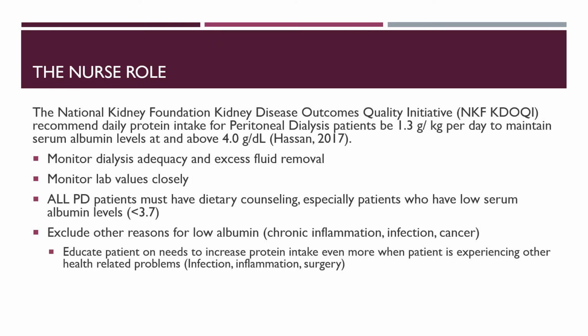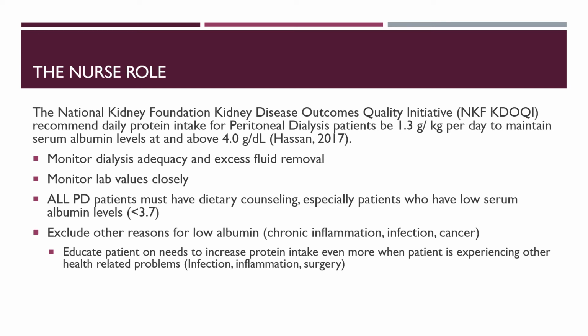What can nurses do? It is imperative the patient be properly educated about the need to increase protein intake and maintain a 4.0 and above for their albumin level. Patient diet must consistently have adequate protein intake. The National Kidney Foundation Kidney Disease Outcomes Quality Initiative recommended daily protein intake for peritoneal dialysis patients be 1.3 grams per kilogram per day to maintain serum albumin levels at and above 4.0.